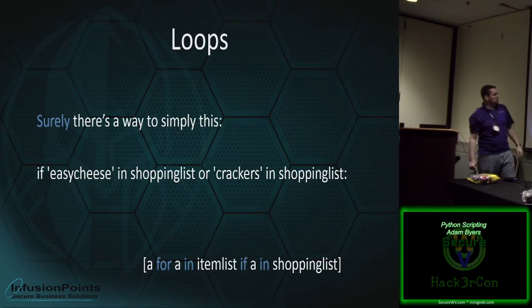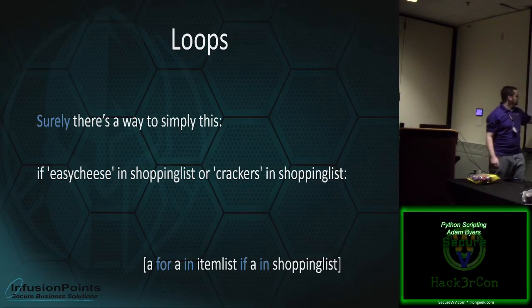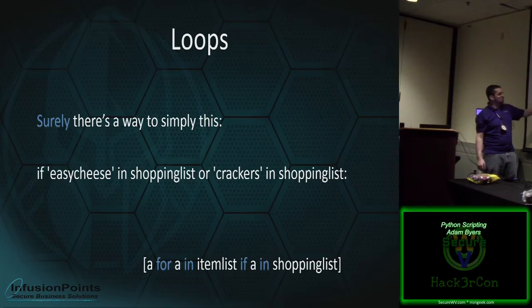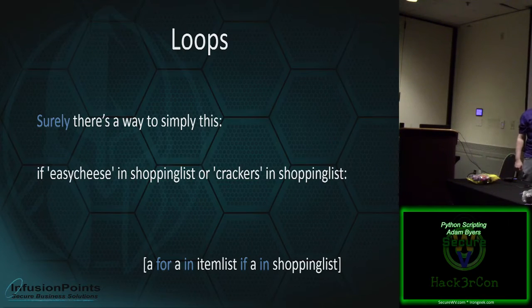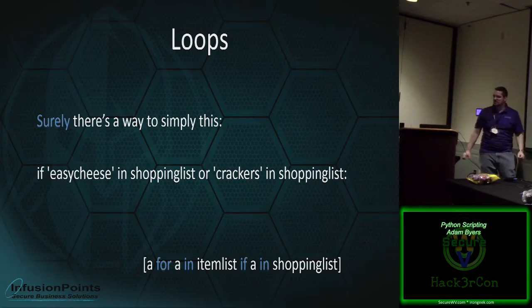Okay? So our item list would be a list containing Easy Cheese, crackers, and all the other essentials. It would iterate through that list, and if it's in shopping list, it would return it. Okay, do we see where that section's up? Does that make sense, guys?